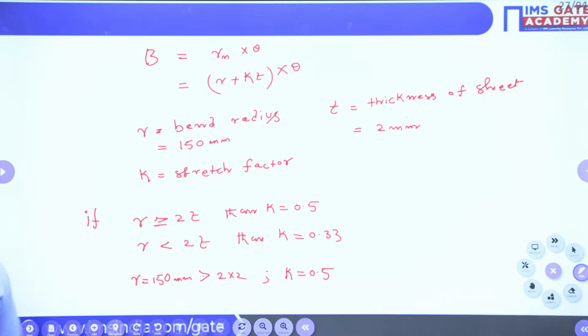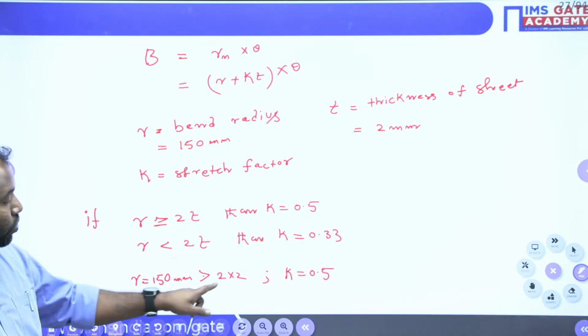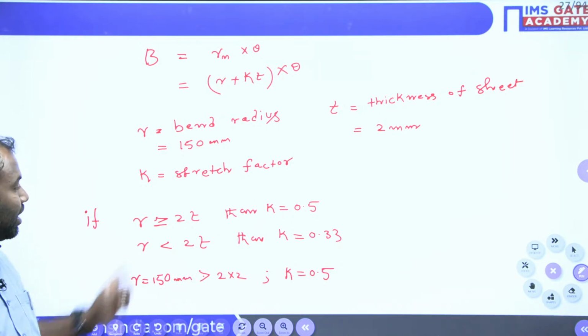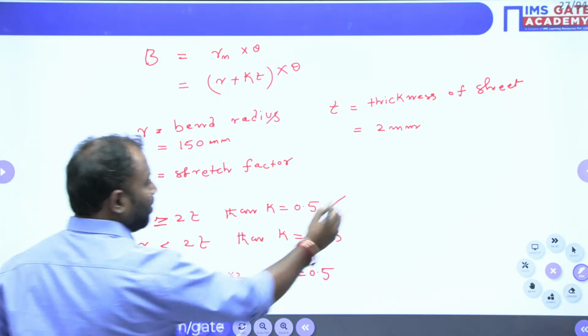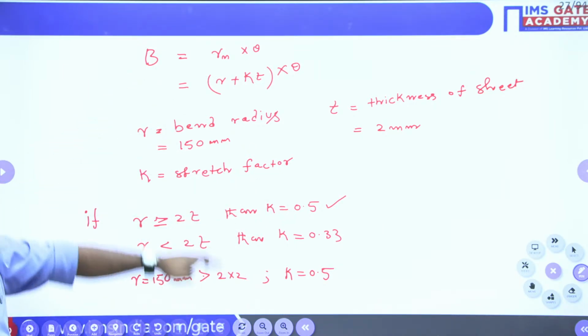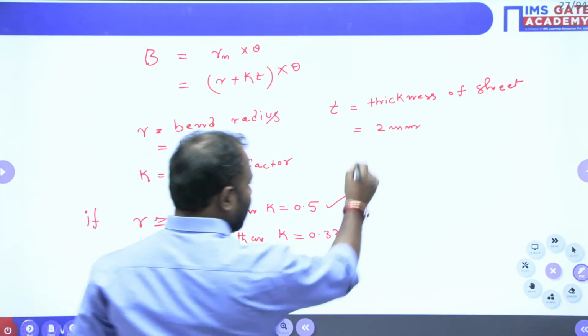Deciding the k is the key factor in this problem. What happened? If r is greater than 2t, what is r? 150. 2t is 2 into 2, 4. So 150 is always greater than 4. That is the reason why your k for this problem is 0.5. Now, let us calculate the bending allowance.